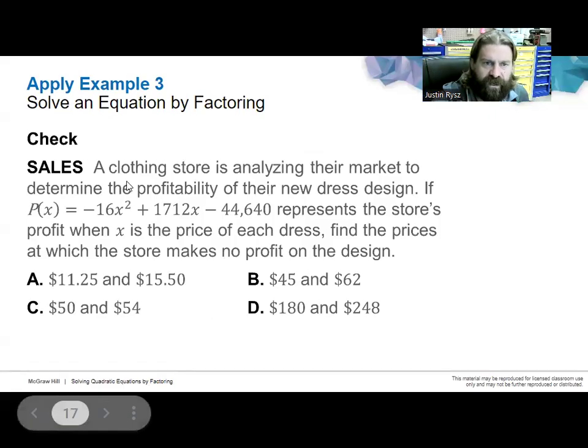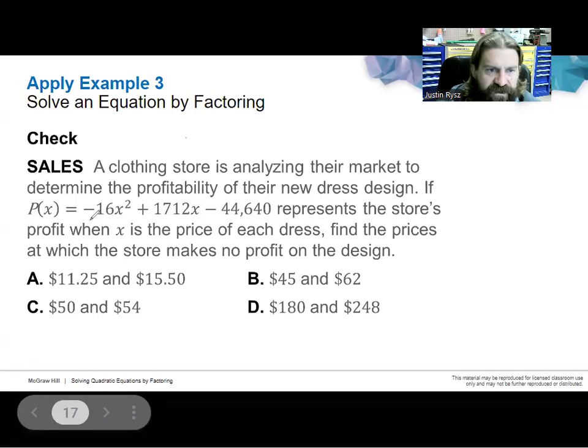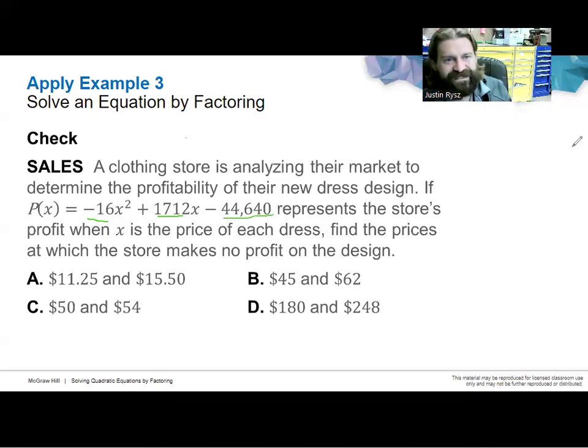Okay, go ahead, try this one here, try to solve this one by factoring. So what I would do first here is to see, can we get lucky? Can we divide everything by 16? If we can, 1712, does that divide by 16? It does, it's 107. Does 640 divide by 16? It does. Okay, so if we can make our life easier, let's do that. So I'm going to divide everything by negative 16.